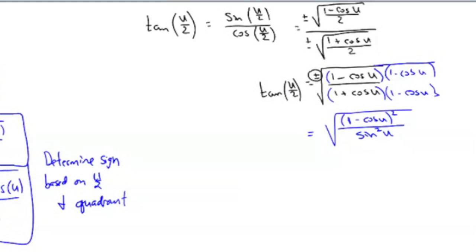If you have a square root on a square, what happens? They cancel. So this ends up being just 1 minus cosine of u over sine of u. So this is just tangent of u over 2 equals 1 minus cosine u over sine u.